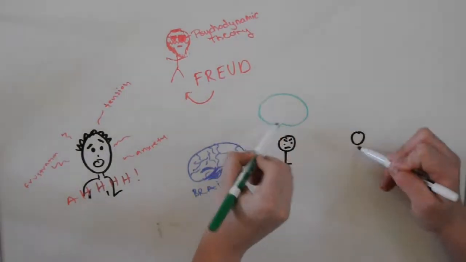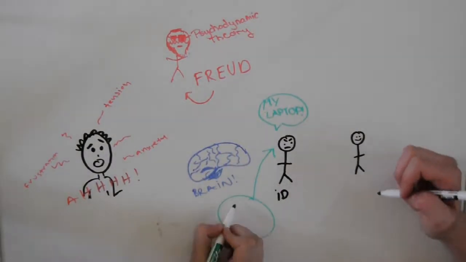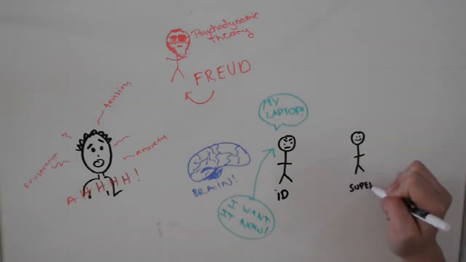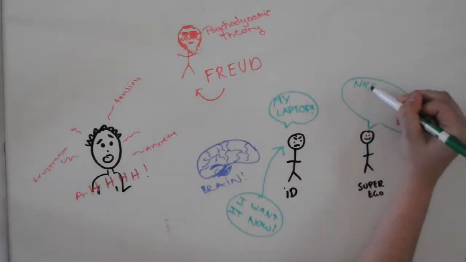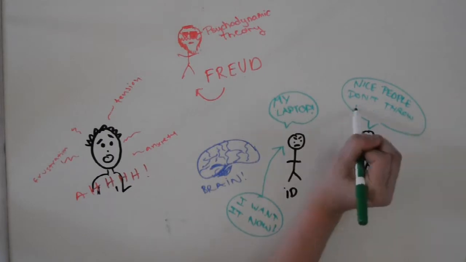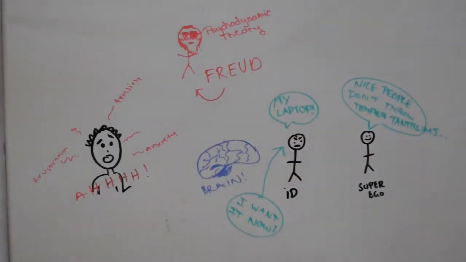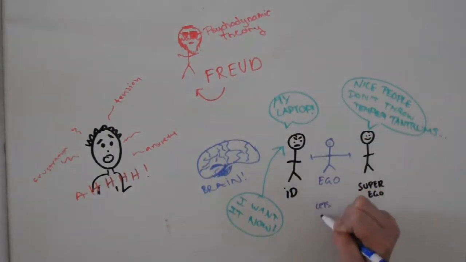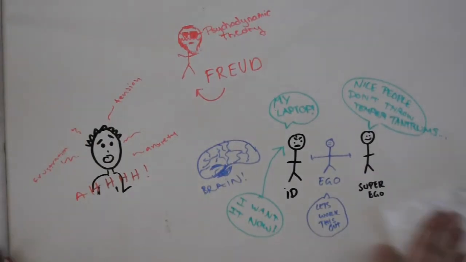Freud would probably say that the conflict in the given example comes from the id saying, it's my laptop and I want it now, and the superego saying, nice people don't throw temper tantrums, with the ego playing the regulatory middleman. According to the psychodynamic theory, this internal disagreement is the source of external conflicts.